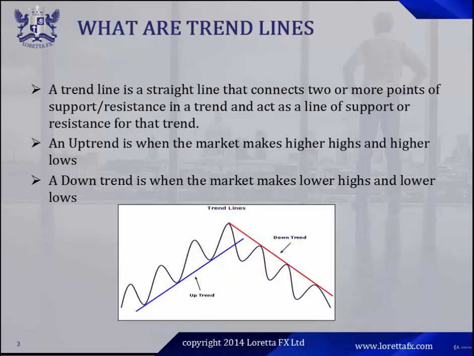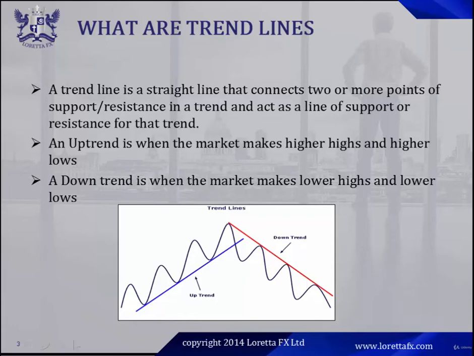A trend line is a straight line that connects two or more points of support or resistance in a trend. And a trend line may act as support or resistance for a trend. Now, an uptrend is when the market is making higher highs and higher lows. And a downtrend is when the market is making lower highs and lower lows.